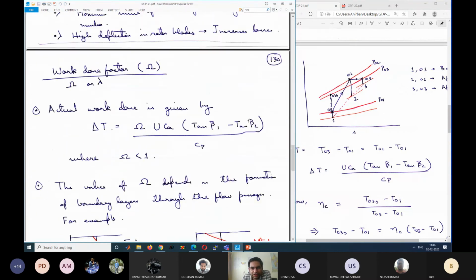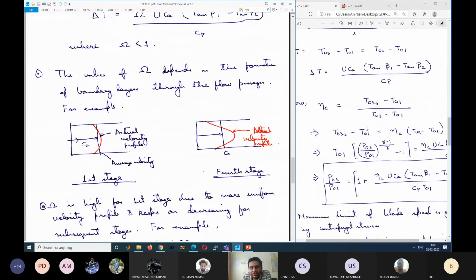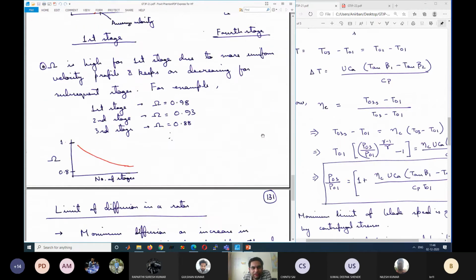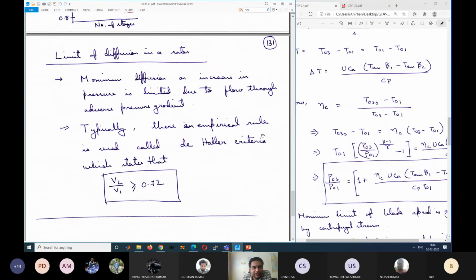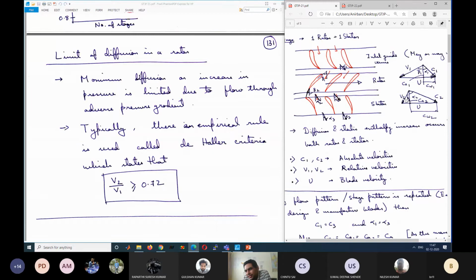What were we discussing? Okay, so this diffusion cannot be arbitrarily high in the rotor, because the flow faces an adverse pressure gradient, which causes large losses. So maximum diffusion is limited by an empirical relation. Maximum diffusion can be given in terms of V2 by V1. If you reduce V2, it means that diffusion is more, and that you are increasing the static temperature. But you cannot reduce V2 arbitrarily. You cannot design with a very low V2.